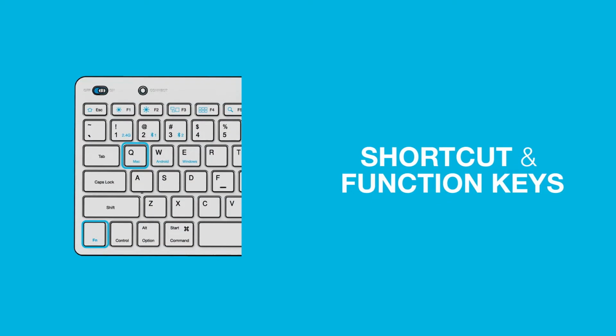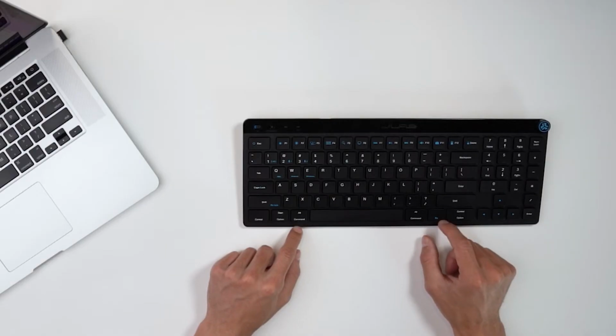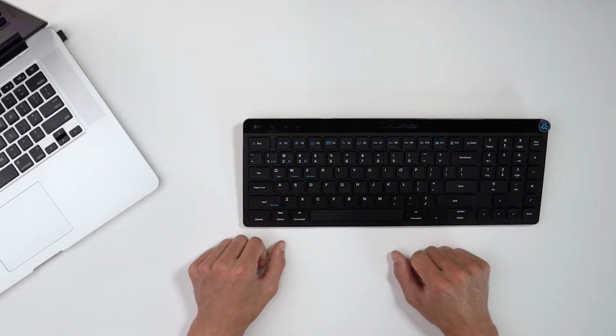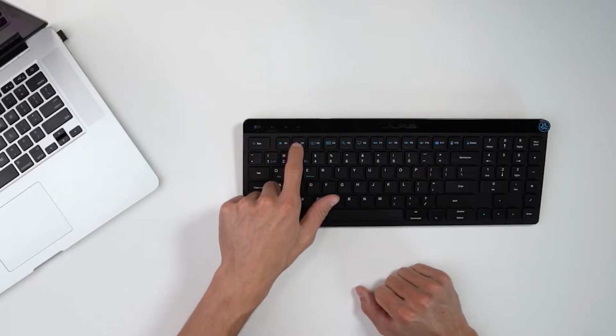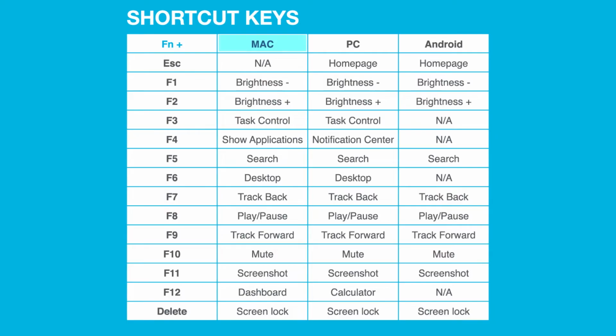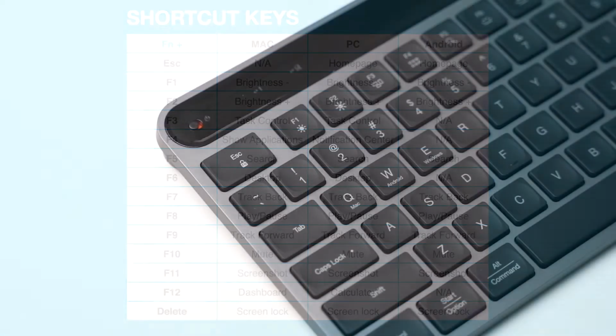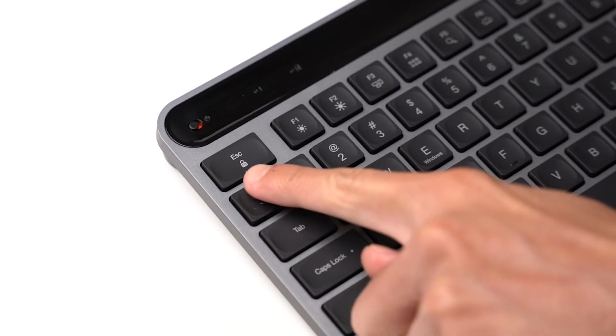Shortcut and function keys. Press right shift plus the function key to lock or unlock the shortcut keys. The shortcut key list is shown here. For the Epic keyboard, the function lock is located on the escape key.